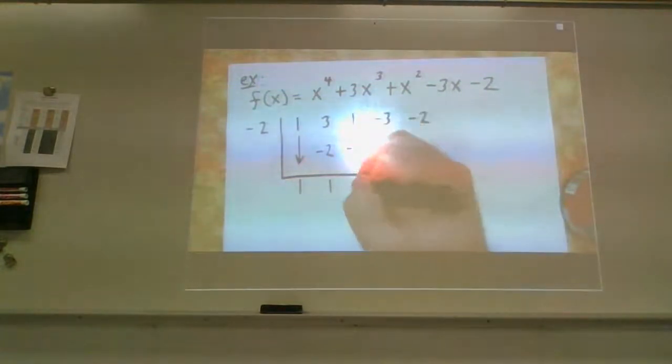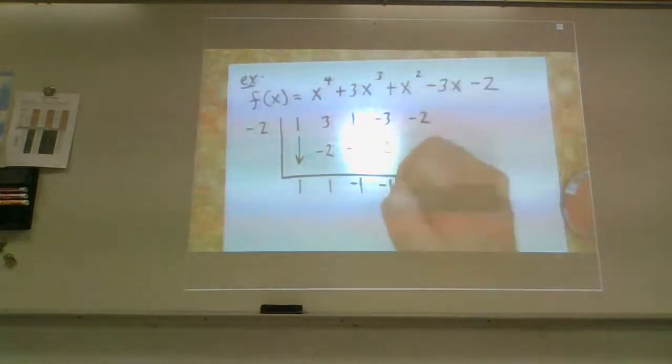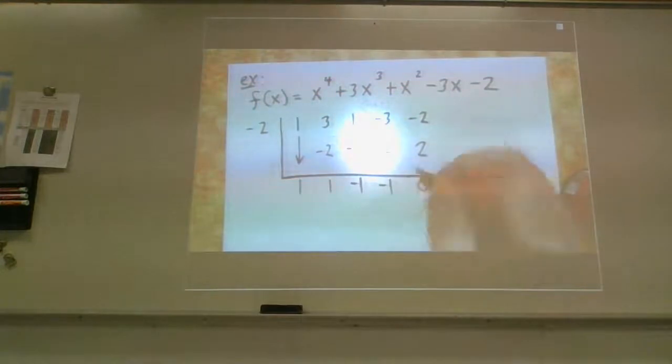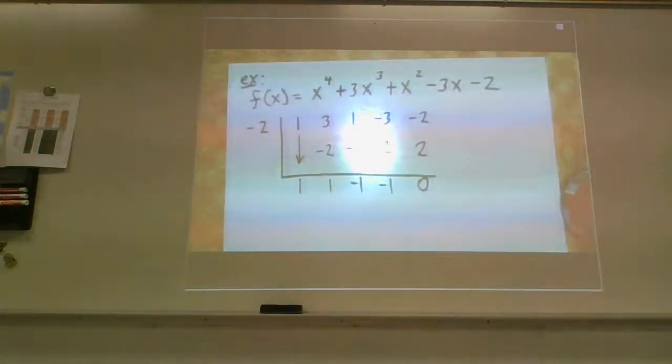Multiply, add, multiply, add, multiply, add. Now you have to be very careful with your multiplying and your adding. This is what we did last week. Adding straight up and down, you always multiply by the number on the outside.